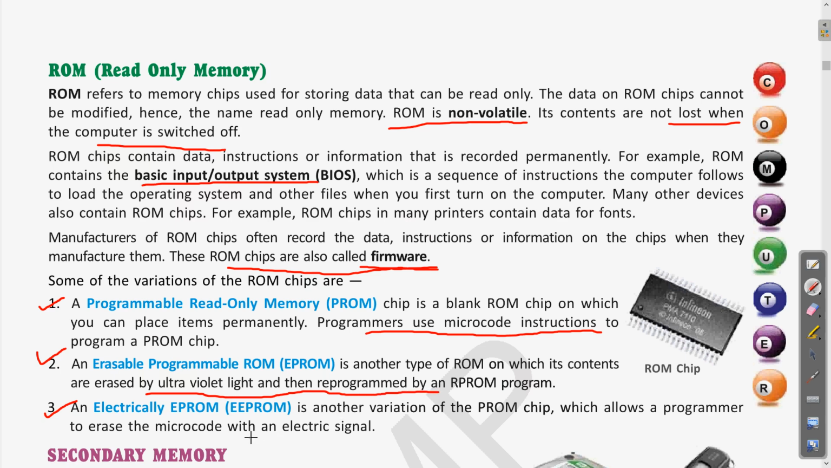Then we have one more type, that is double EPROM. So what is the double EPROM? In the double EPROM, whatever the instructions are there, they can be deleted using an electric signal. So the difference between EPROM and double EPROM is that both are erasable, but in EPROM we can erase using ultraviolet light, whereas in the case of double EPROM we can erase using electric charges. Clear? So this is the difference. These are the different types of ROM chips.